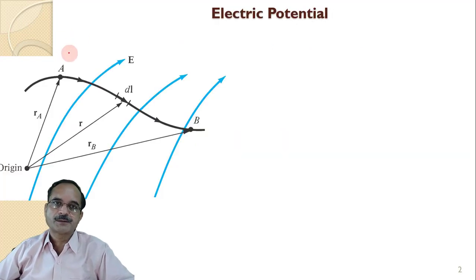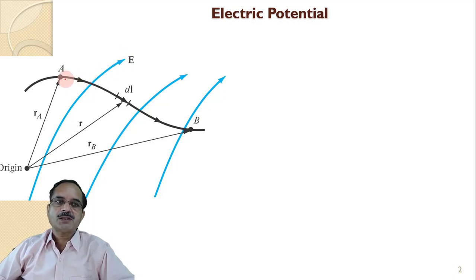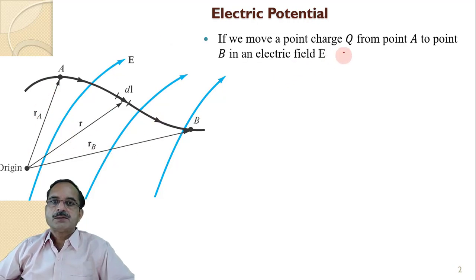So let us proceed. Let us assume there is some electric field E here, and under the influence of electric field E, we are moving a charge Q from point A to point B. For reference, this is the origin here, and these are the corresponding position vectors RA, R, RB, etc. So we are moving a point charge Q from point A to point B under the influence of electric field E.